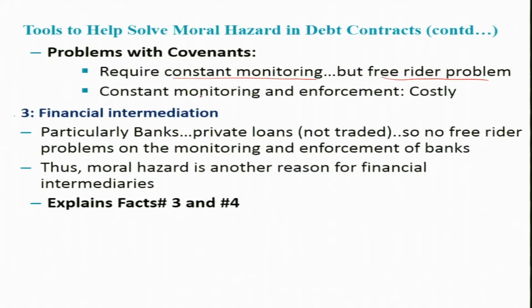Actually, constant monitoring and enforcement are costly for an individual borrower or an individual shareholder. So because of that, in debt contracts, instead of direct finance, instead of paying directly to a borrower, lenders prefer to lend their money to the borrower through the banking system or financial intermediaries. Why? For example, financial intermediaries, take the case of banks.